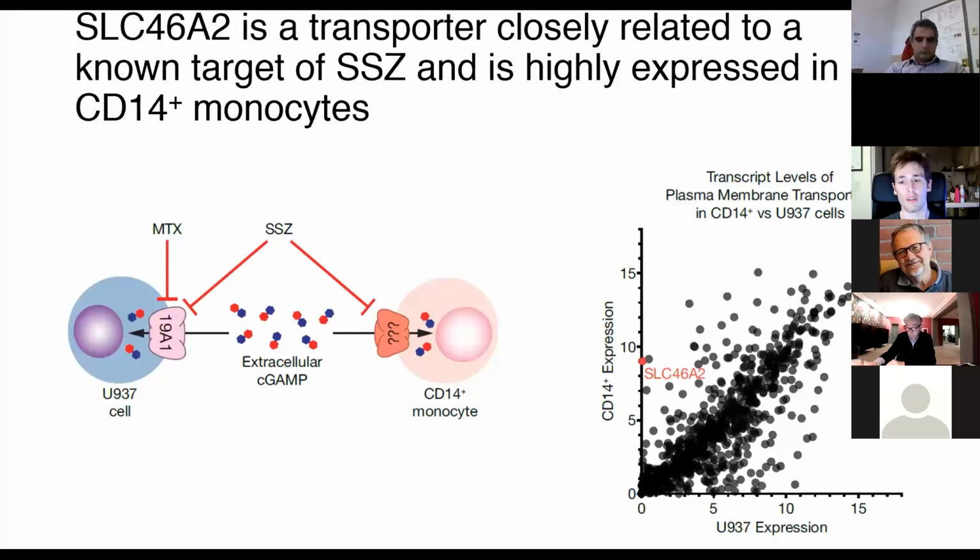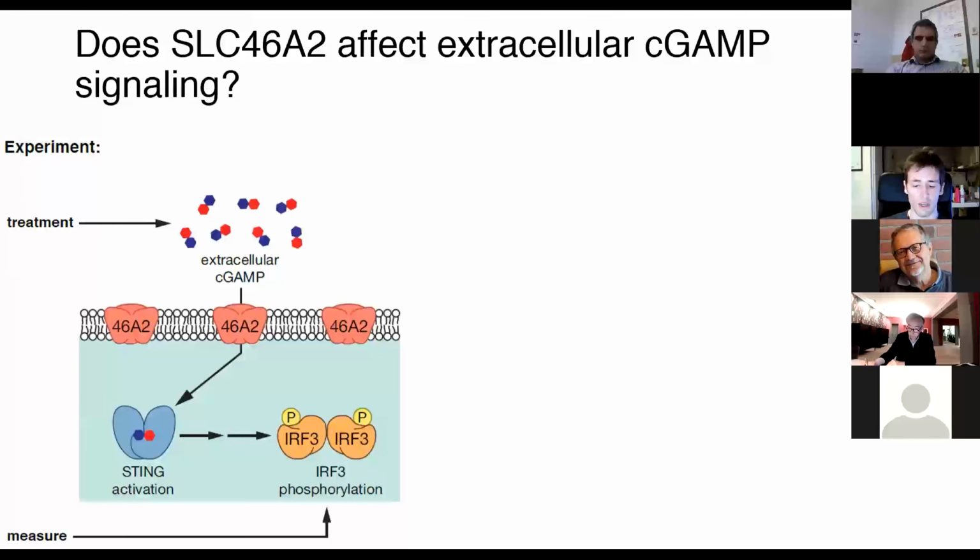And so I decided to look at some expression data that previously exists that compares transcript levels of plasma membrane transporters in CD14 cells versus U937 cells, with the idea of looking for transporters that were enriched in CD14 cells. And one transporter really jumped out, which is SLC46A2. It was highly expressed in CD14 positive monocytes, but wasn't expressed at all in U937 cells. And furthermore, it's closely related to a known target of sulfasalazine, SLC46A1. So I was wondering if this protein could potentially be the importer in CD14 monocytes. So just like I did with the alternative transcript of SLC19A1, I decided to overexpress SLC46A2 in U937 cells and see if it affects their ability to respond to extracellular cGAMP.